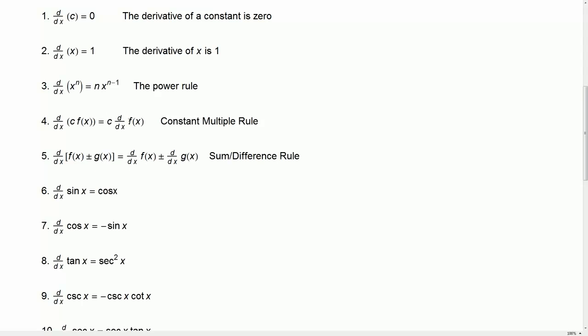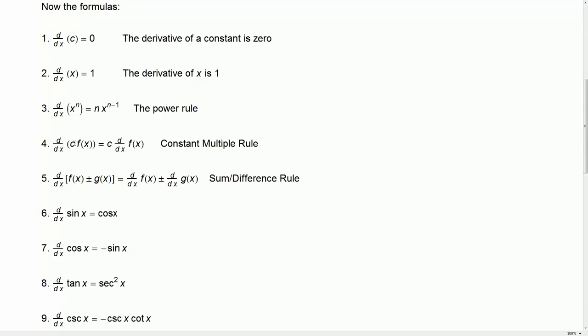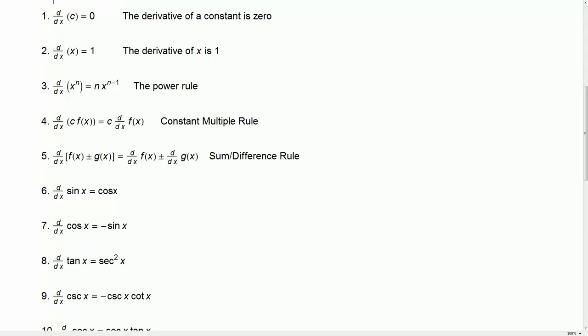Do not confuse this with rule 1, which said the derivative of a constant is 0. The reason why this is different is because the derivative of a constant by itself is 0. But the derivative of a constant attached to a function is whatever the constant is times the derivative of the function. So don't confuse those two.